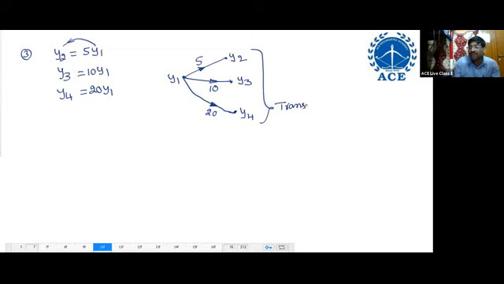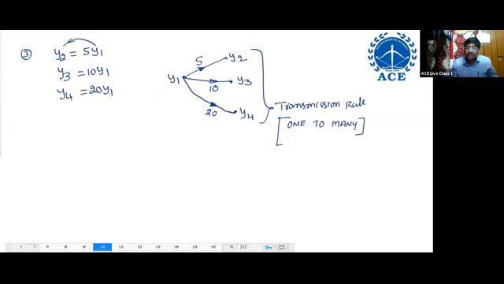So this represents what? The transmission rule. The transmission rule represents one to many. Okay, so I'll close here. If you have any doubt, you can ask.